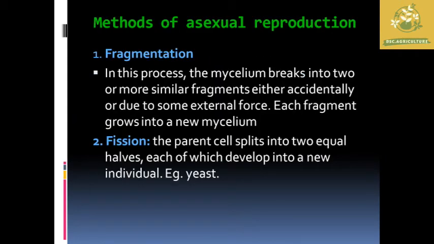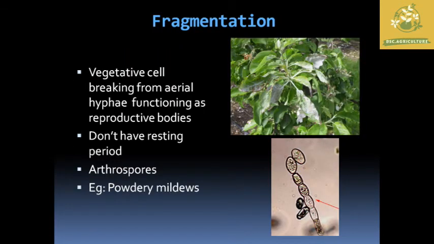And after that we are going to see about the methods of asexual reproduction, of which fragmentation is the first one. In this process the mycelium breaks into two or more similar fragments, which is mainly due to external force. After the application of external force, each fragment grows into a new mycelium. And after that we are going to see about fission. The parent cell splits into two equal halves, each of which develops into a new individual. Example, yeast.